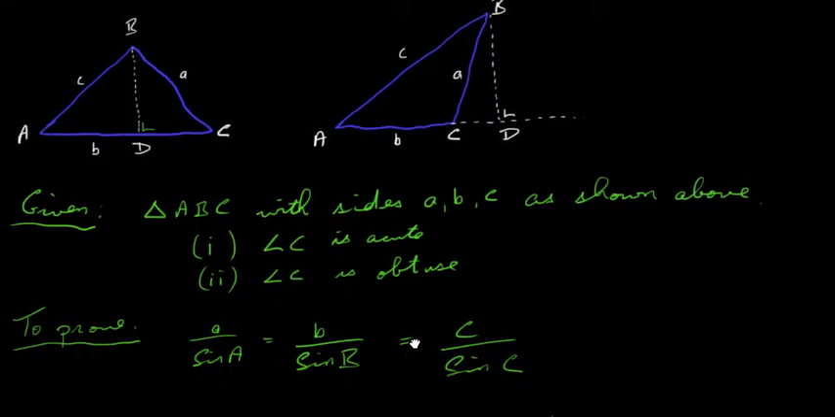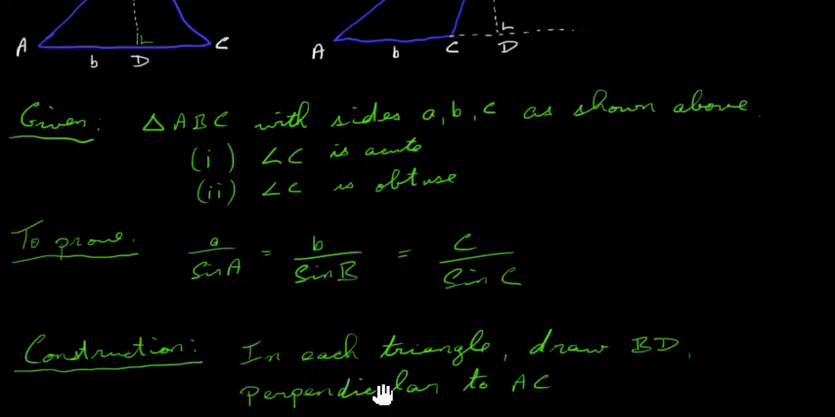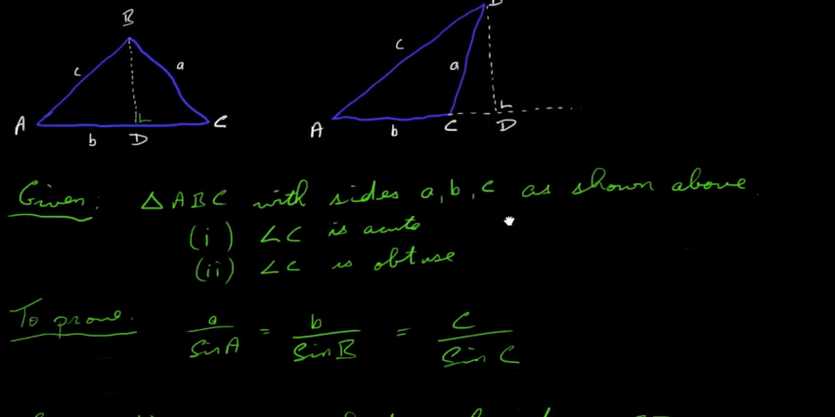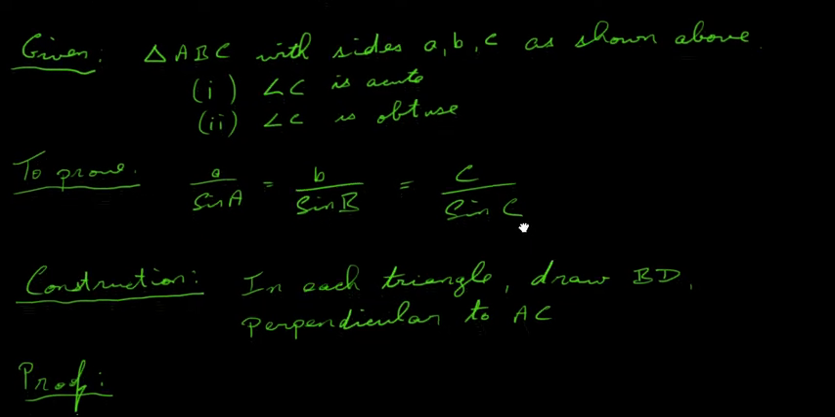I've done that already. The construction then: in each triangle, draw BD perpendicular to AC. So what you're going to do is drop a line from B down to D, where this angle at D is a right angle. You do the same here, but in this case, to draw a line down, you've got to extend AC out along here, outside the triangle, and then drop your line down to D, and this is a right angle here. Okay, so that's our construction, and now we've got to go through the proof.